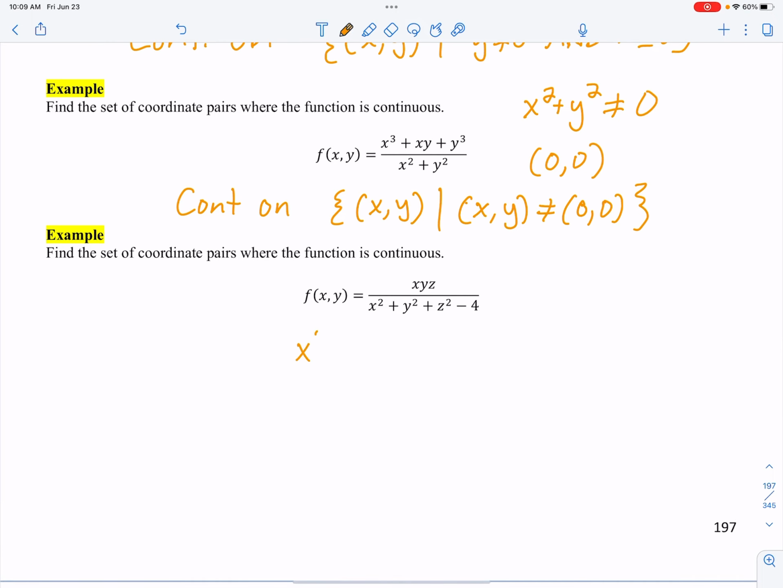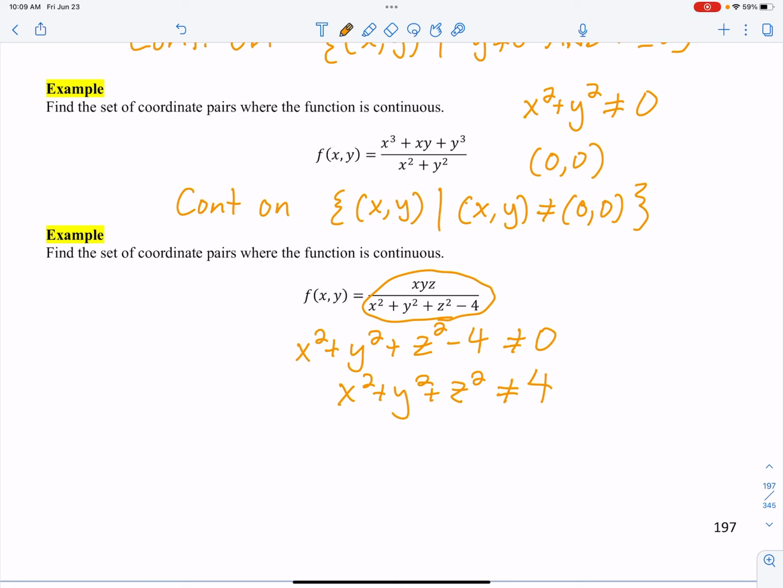All right, this one, I got x squared plus y squared plus z squared minus 4. It can't equal 0 because it's in the denominator. Well, that's just x squared plus y squared plus z squared can't equal 4. Hopefully you recognize what that is. That is a sphere. This isn't a surface, this is in 4 dimensions, right? Whatever this looks like, our domain is a solid region, and we're mapping it to 4 dimensions, whatever that looks like.